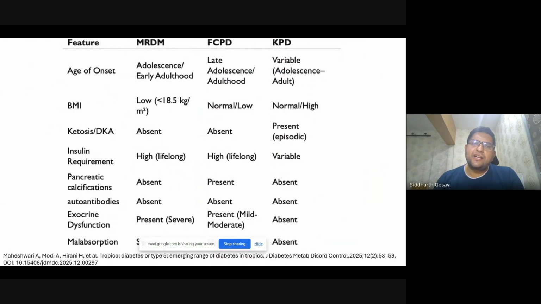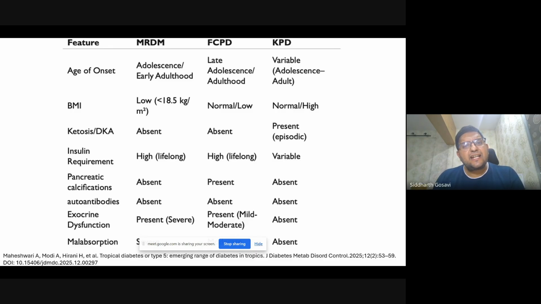So here, I would like to summarize by showing this table, where there are differences between MRDM, FCPD and KPD. BMI is low in MRDM. Ketosis is always absent. Insulin requirement is high in malnutrition-related diabetes mellitus. Pancreatic calcifications are absent. Autoantibodies are absent. Exocrine dysfunction is present and severe, and malabsorption also is severe.